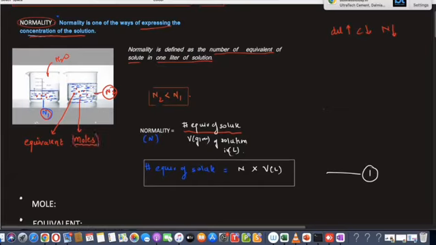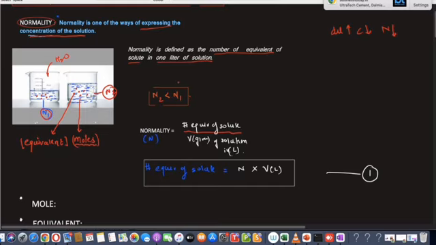But what if I tell you there is another way of measuring the amount of a solute, and that is by the use of equivalent. Normality uses the equivalent concept for calculation of the concentration of the solution. So normality is defined as the number of equivalent of solute in 1 liter of solution. Whenever you need to find the normality of a solution, you just have to find the number of equivalent of the solute in just 1 liter of the solution.